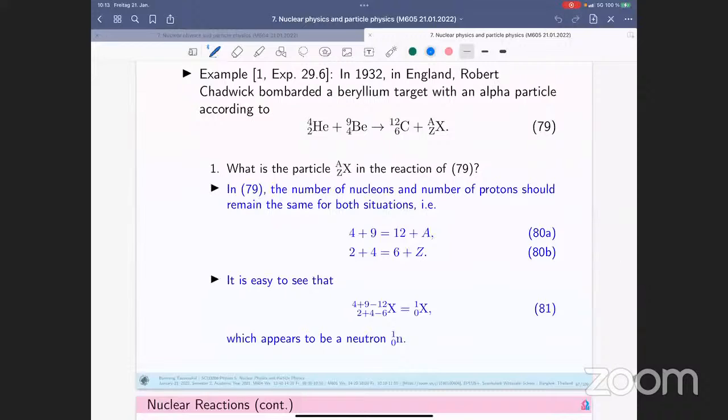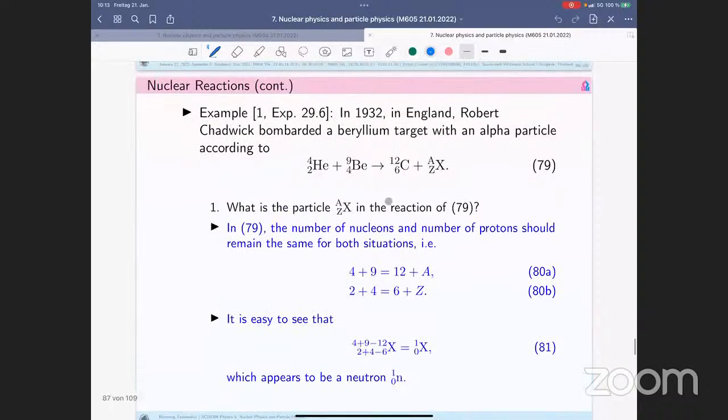The next one. In this example, which is taken from book number 1, it is example 29.6. The basic thing is to balance the reaction process. In 1932 in England, Robert Chadwick bombarded a beryllium. Okay, beryllium, right?